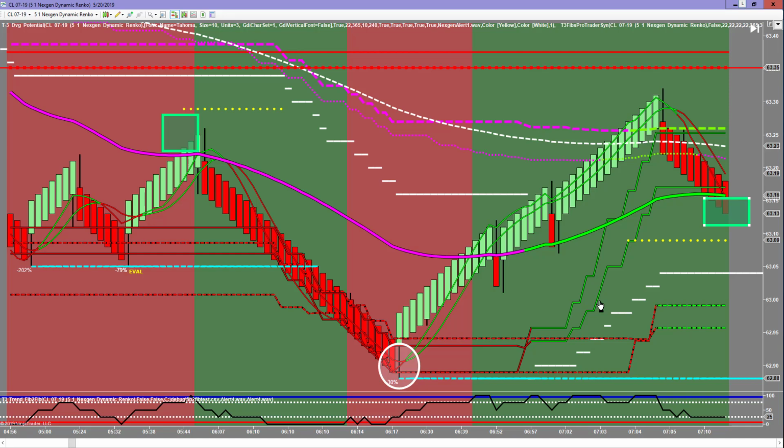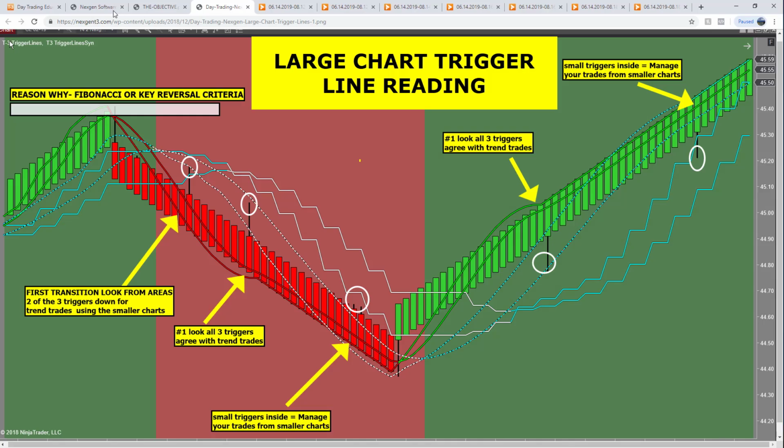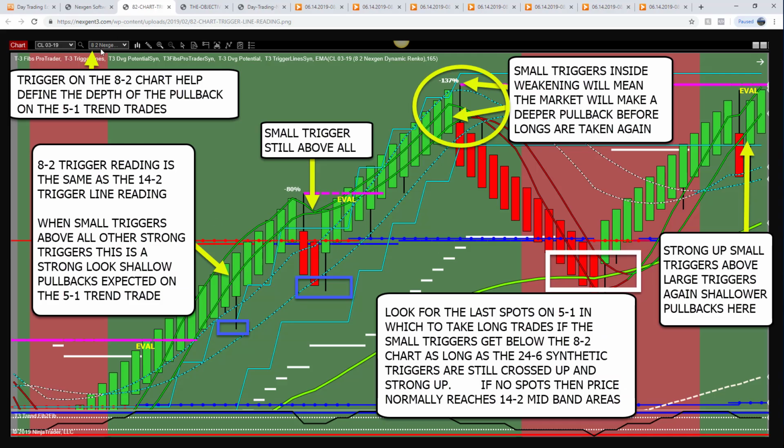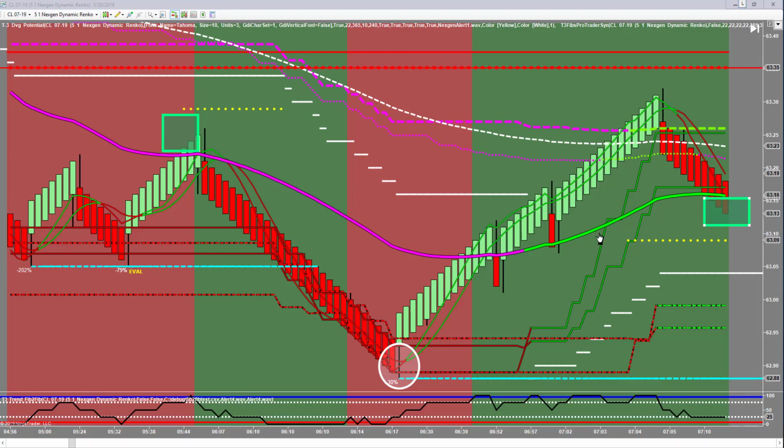Yes, Kurt, the background is plotting according to the 8-2 triggers. So your question was, the background is plotting based upon this rule right here, which is our filter rule for trend trades. If the 8-2 trigger goes above the large trigger, the background will plot green, and that's also true on the 5-1 chart. If the small triggers get below the large triggers, the background on the 5-1 chart will plot red. So that is the background color plot.